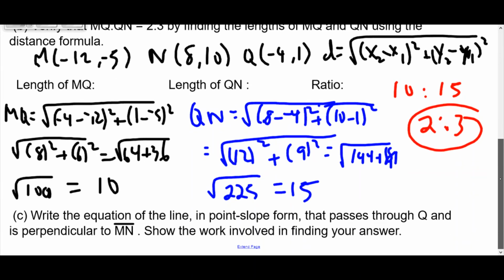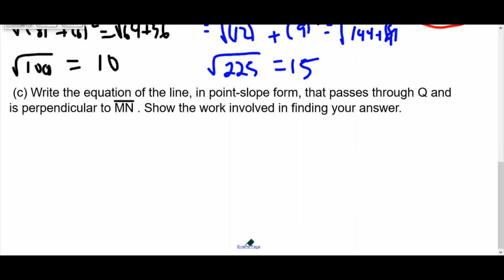Our last part of this question is to write the equation of a line in point slope form that passes through point Q and is perpendicular to MN. All right, so we need to find slopes. So we're going to find the slope of MN.